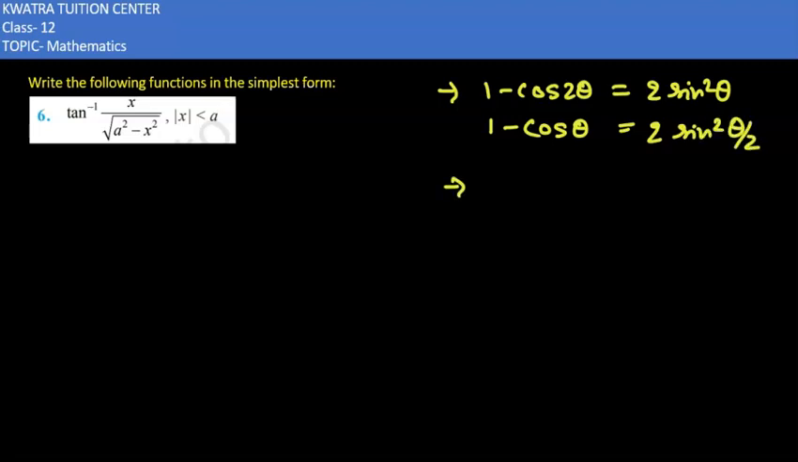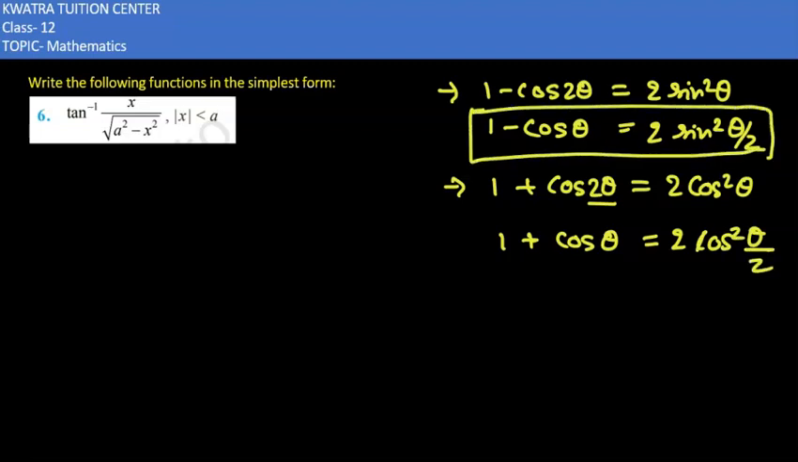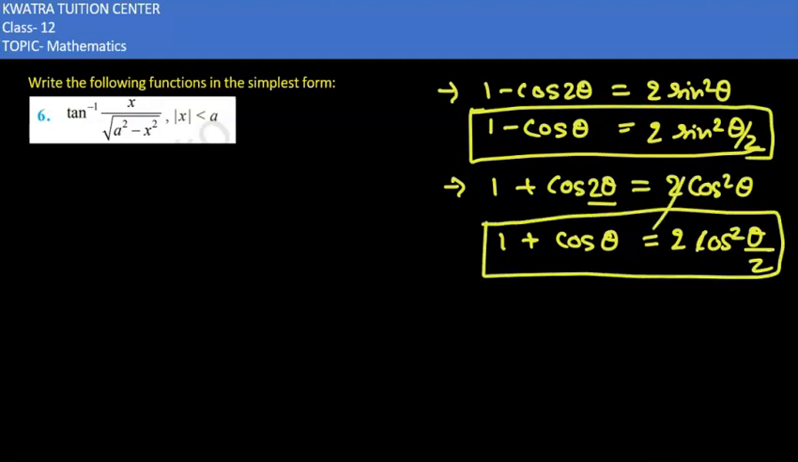Similarly, one more formula, which is 1 plus cos 2 theta, that is equal to 2 cos squared theta. Again, when we divide this theta by 2, we will get 1 plus cos theta, and in the RHS form, 2 cos squared theta by 2. So we are going to use the formulas which we have created over here according to the question.